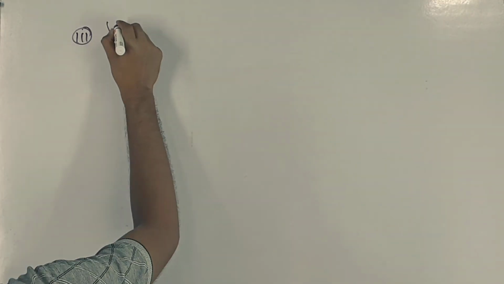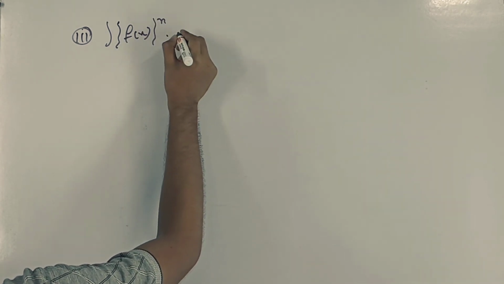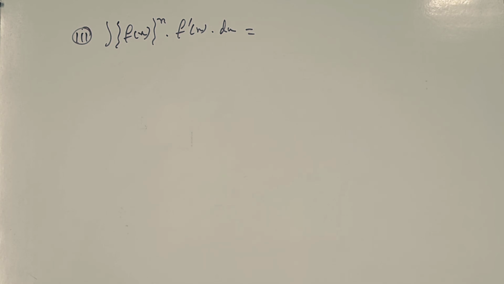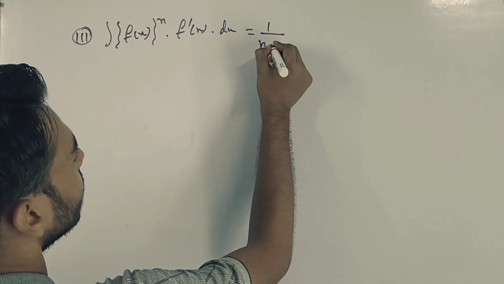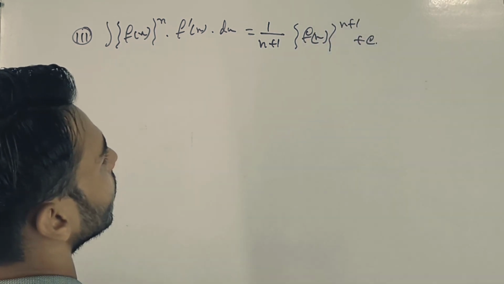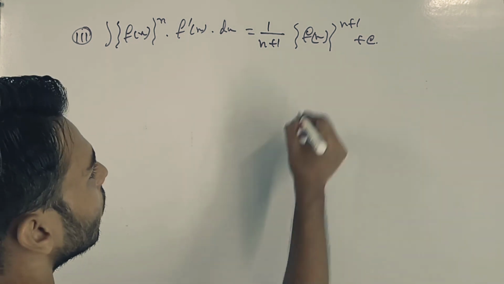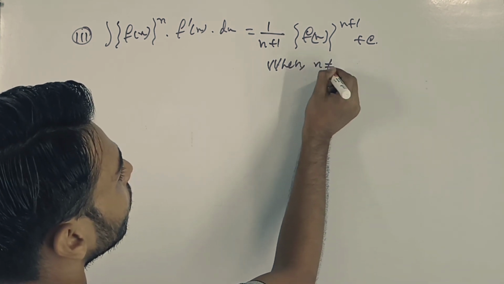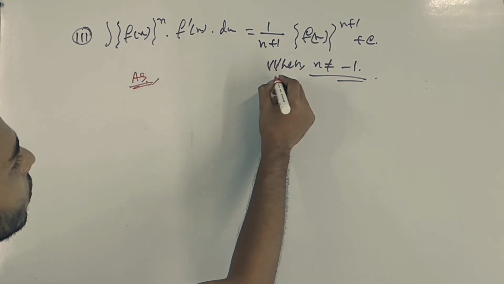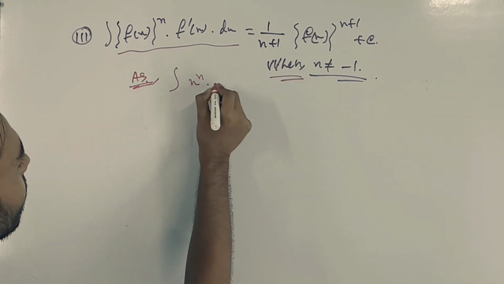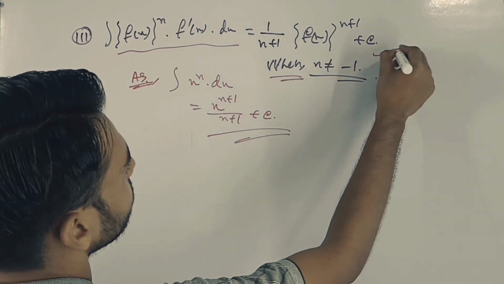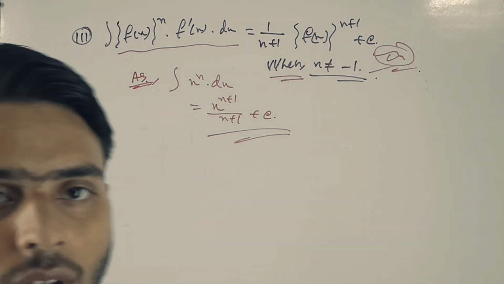Now the third formula is the integration of f of x to the power n times f naught of x dx. Here we take f of x to the power n as u and f naught of x dx as du. So that equals 1 by n plus 1 times f of x to the power n plus 1, plus c, as f naught of x is the derivative of f of x. Here n is not equal to minus 1, because if n is minus 1, then n plus 1 is 0, and 1 by 0 is infinite. As we know, the integration of x to the power n dx equals x to the power n plus 1 by n plus 1 plus c, and this formula is proved.